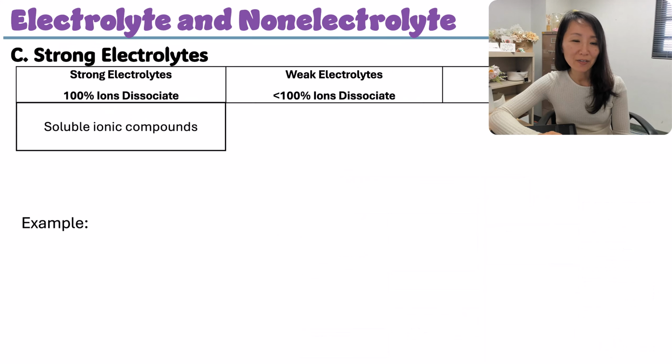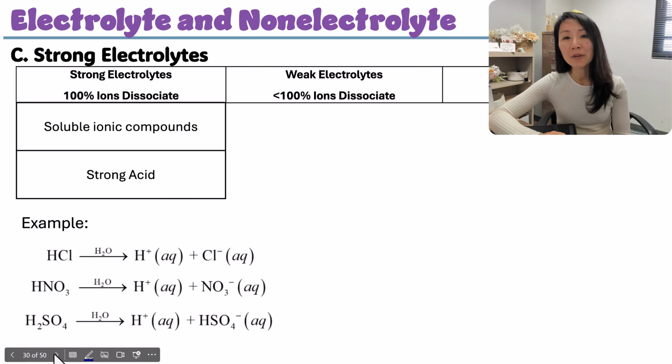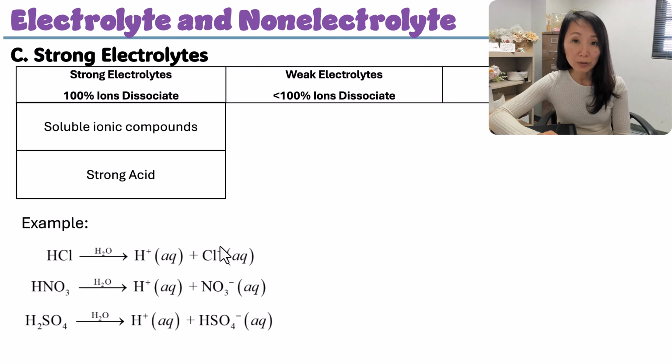So far, we have covered that a soluble ionic compound can form a strong electrolyte. There are two more. One is a strong acid. Strong acids are able to form a strong electrolyte. For example, these are some of the strong acids. HCl, hydrochloric acid, is able to split in water, or dissociate in water. All of them or most of them will dissociate in water. Nitric acid, sulfuric acid, you can see that they have split in their aqueous form.